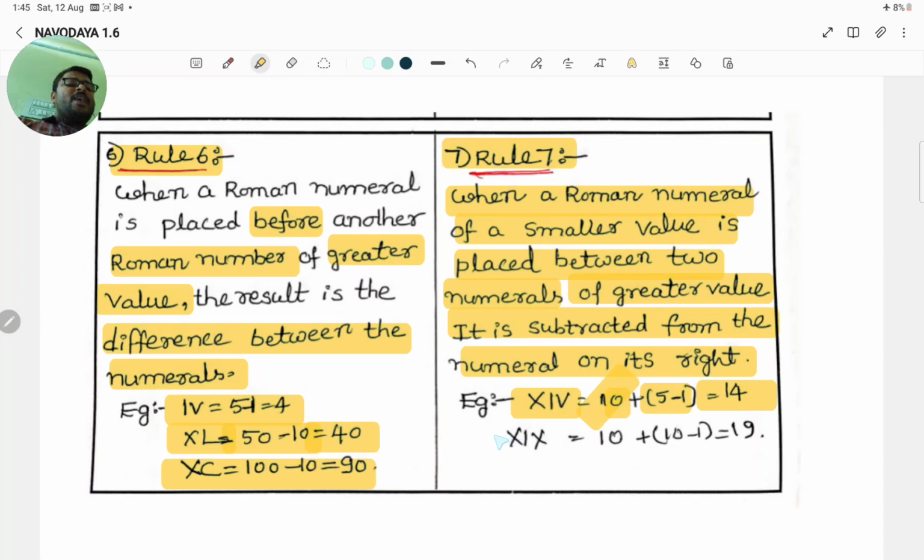Here, second example, XIX is there. When we observe these numerals, X is 10 as it is. Here I is present on the left side of, or before, the X, so that's why we have to subtract 10 minus 1. Here total 10 plus 10 minus 1, we will get how much? 19. This rule explains, when we write the Roman numerals, a numeral of a smaller value placed between two numerals of greater value is subtracted from the numeral on its right. Okay. Next, rule number 8.